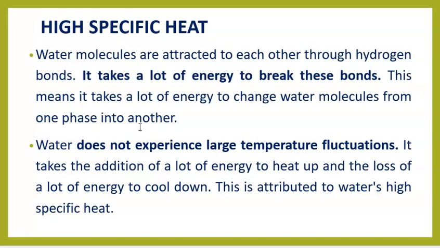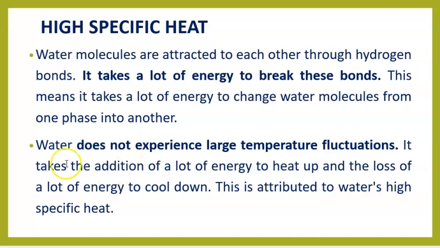So if you are changing water from one phase to the other, a lot of energy is required to change it. If I want to melt ice into water, I need a lot of energy for that. Now if I need to freeze water into ice, a lot of energy needs to be released to go back to the ice phase. This is all due to water's high specific heat capacity, so it does not experience large temperature fluctuations.